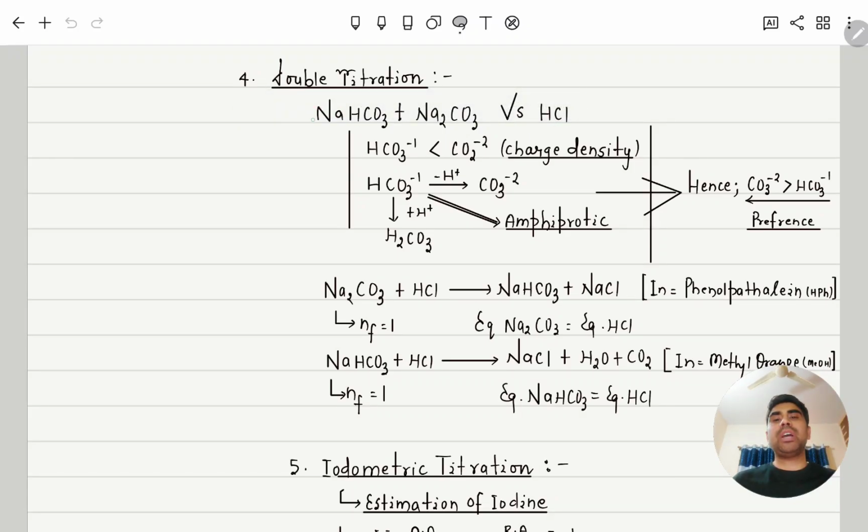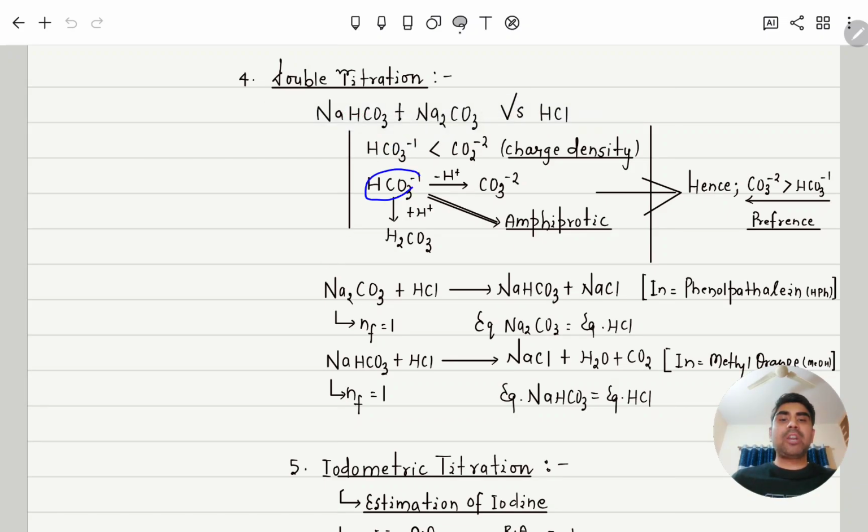So here you can see bicarbonate and carbonate is there. When HCl is poured in drop by drop, which one will it titrate first? Here you can see the first reason is that carbonate has more charge density. So H plus will first move to carbonate rather than bicarbonate.